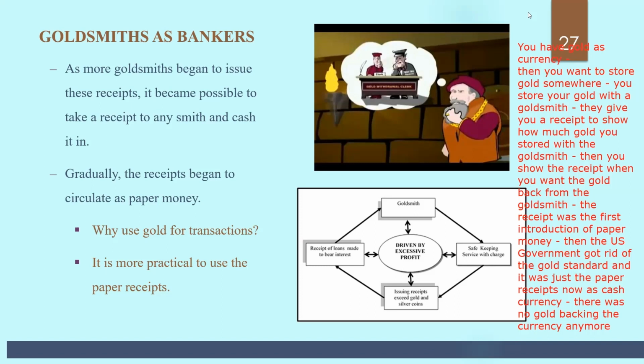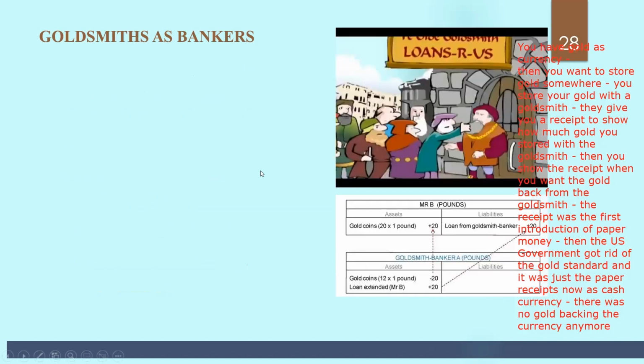It was more practical to use the paper receipts because gold is very scarce. That's how the banking system worked back then: you gave your gold to the goldsmith. The goldsmith was the original banker. You stored your gold with the goldsmith, they gave you a paper receipt, and then you gave the paper receipt back to get your gold back. That's how the banking system worked back then.